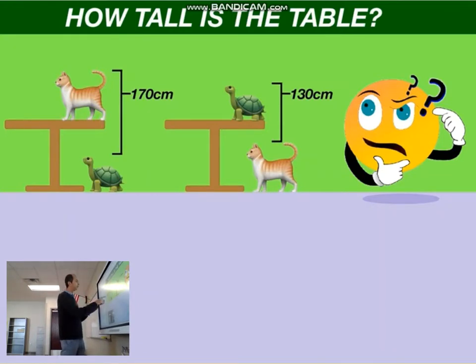If the turtle is at the bottom, the distance between the head of the turtle and the head of the cat is 170 centimeters. And if the cat is on the floor, at the bottom, the distance between the head of the cat and the head of the turtle now is 130 centimeters. Can you find out, using this information, the height of the table? We will check this at the end of our lesson.